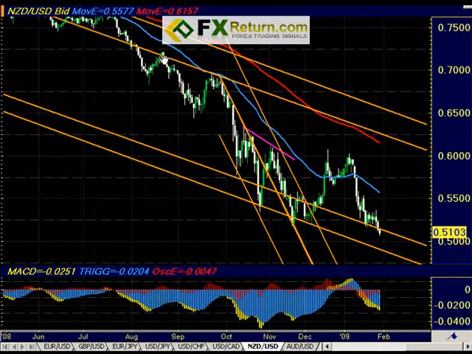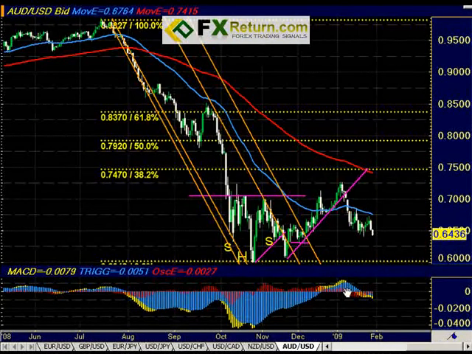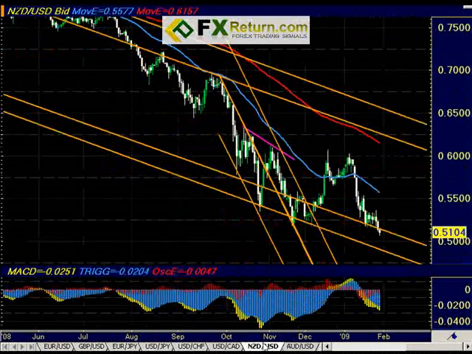Look at the river. All the money has been made every time we break down for the sellers, not for the buyers. And now let's look at the Aussie. Same thing. It's a little stronger than the Kiwi, but again, the trend is down. We've broken down. We're moving down. The momentum is building to the downside there. Same in the New Zealand dollar.